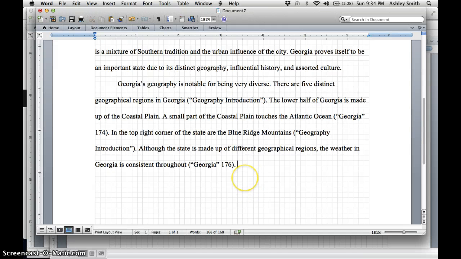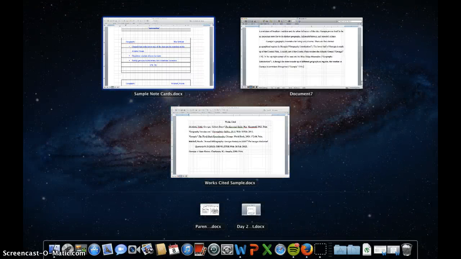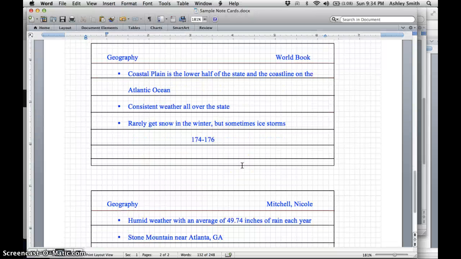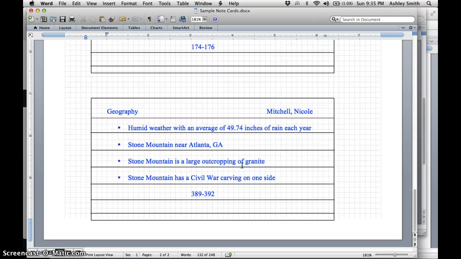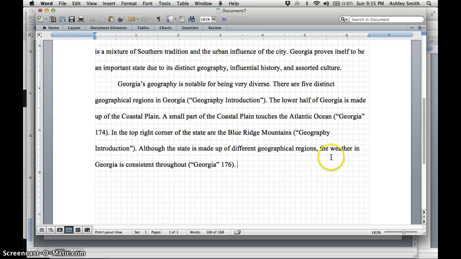Okay, so next, I've mentioned the weather. Now let's give some details about the weather. All right, here we go. The weather is humid with an average of 49.74 inches of rain per year. Now this came from a source that I haven't used yet. A book by Nicole Mitchell is the author. So I'm going to write my information in here.